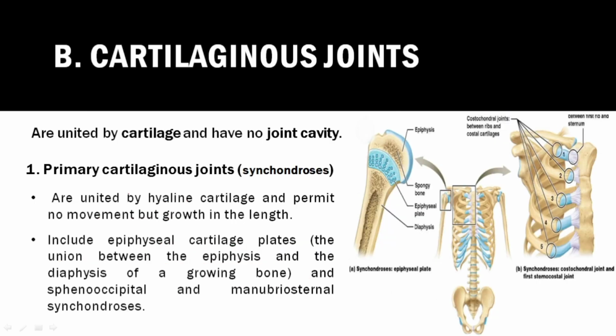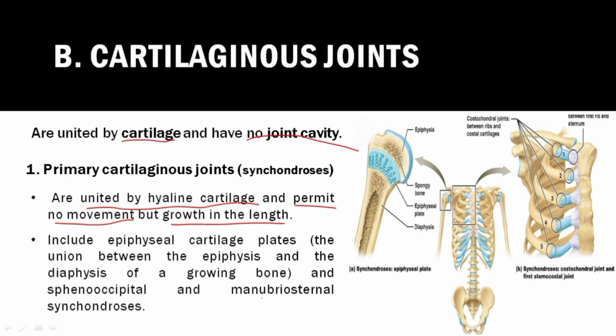Another classification of joints is cartilaginous joints, and here we have joints being united by cartilage, and they have no joint cavity. They are basically divided into primary cartilaginous joints and secondary cartilaginous joints. Primary cartilaginous joints are also called synchondroses. They are united by hyaline cartilage. They permit no movement, but they allow growth in length.